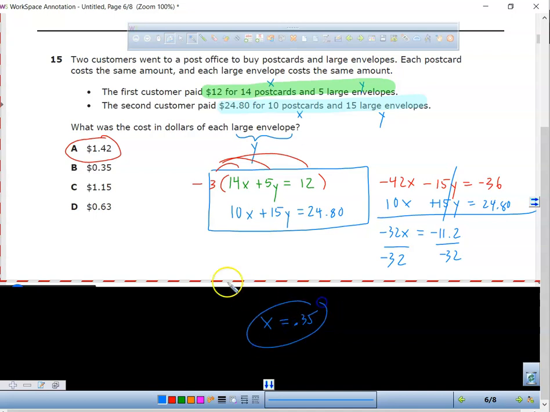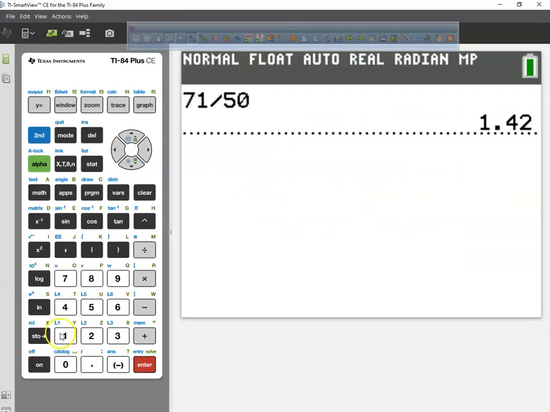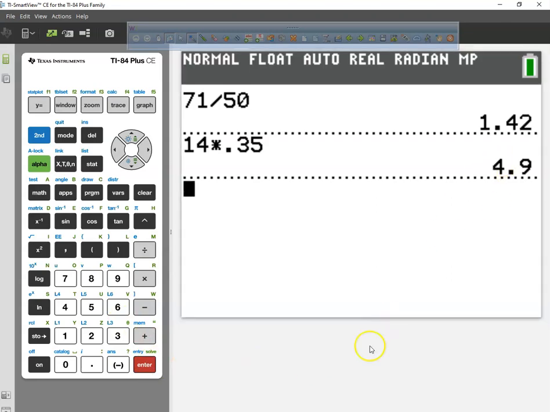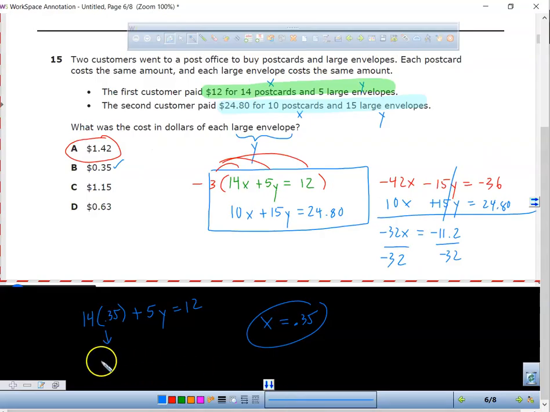0.35. Okay, so we found our x value. That's the x value right there. Okay, so now I just got to plug it in and solve for y. So I'll take 14, plug in my x, and I'll solve for y. Somebody do 14 times 0.35. Tell me what that is. 14 times 0.35. Nobody's helping me. So I'm going to do 14 times 0.35. 4.9. All right, there we go. So that's 4.9.